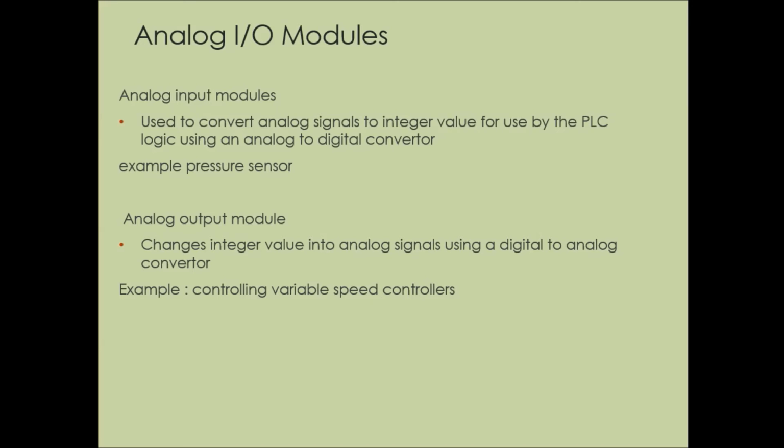An analog output module changes the integer value into an analog signal using a digital to analog converter, just like the input module but in reverse. For example, this would be something you would use for controlling variable speed controllers. When you want a motor, we don't want it to go on and off. We may want to vary that speed or maybe only run it at half speed, and what we'll do is vary the voltage out to that motor.